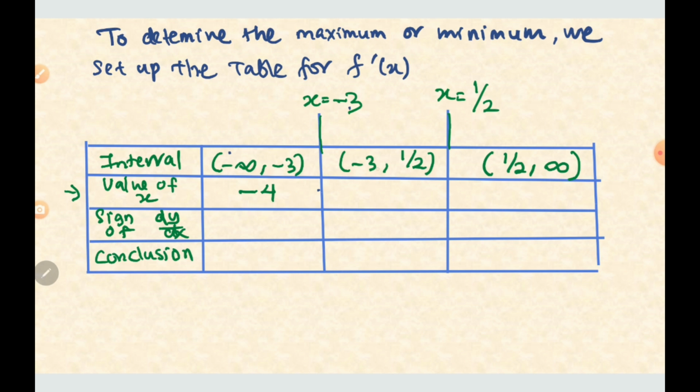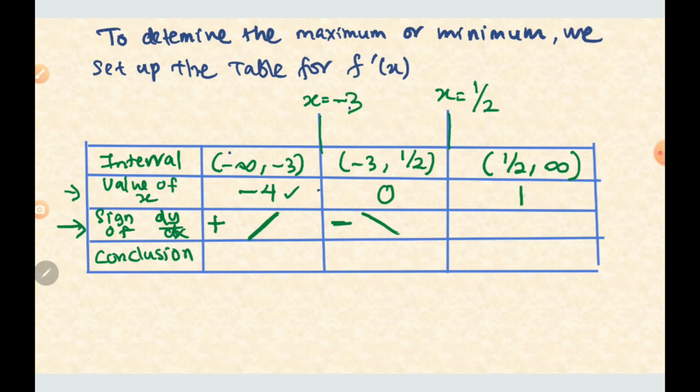Okay, the value of x from negative 3 to 1 over 2, maybe we can choose 0, and from 1 over 2 to infinity, 1. Then you have to substitute this value into dy dx. When you substitute negative 4 into dy dx, you will get the answer is positive. So the slope is positive, means it is increasing. When you substitute 0, the dy dx is negative and it is decreasing.